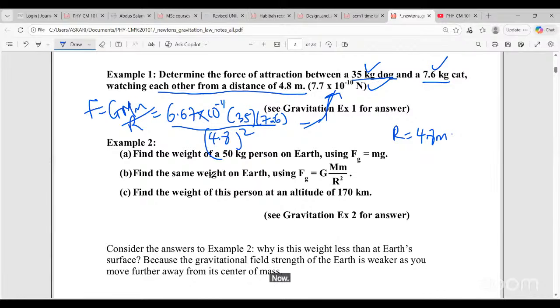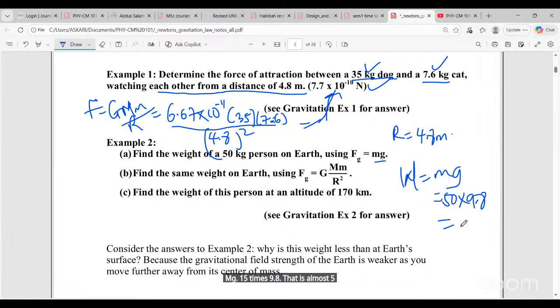Now, example 2. Find the weight of a 50 kilogram person on Earth using this. And how do you do that? To calculate the weight, mg, 50 times 9.8, that is almost 500 newtons. Then find the same weight on Earth using the gravitational formula. So what is the mass of the Earth?